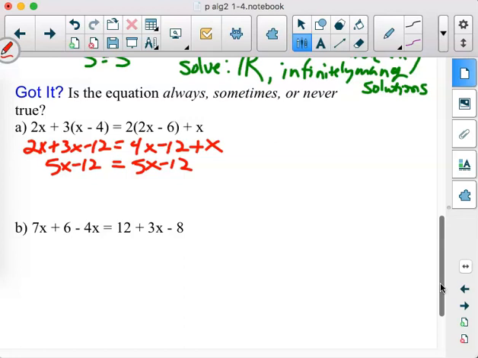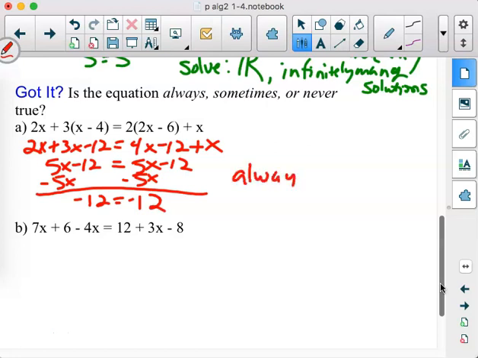Now at this step, because we have 5x minus 12 and 5x minus 12, you might stop and already say, oh, this is always going to be true, because that's always the case. 5x minus 12 will always equal 5x minus 12. But again, let's pretend you were in the zone. You didn't notice that, and you get down to this. So this would be always true. Again, if they asked you, what are the solutions? You could say all real numbers, infinitely many solutions, or identity. All of those things would be okay.